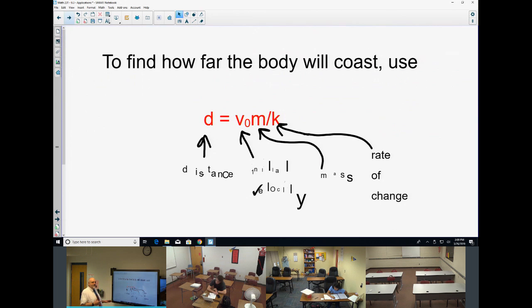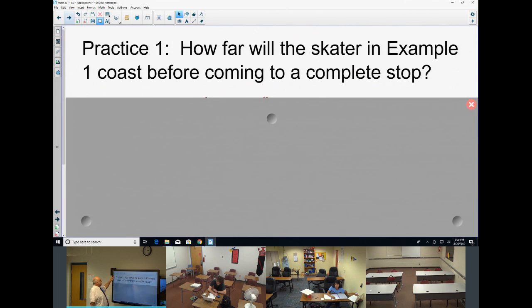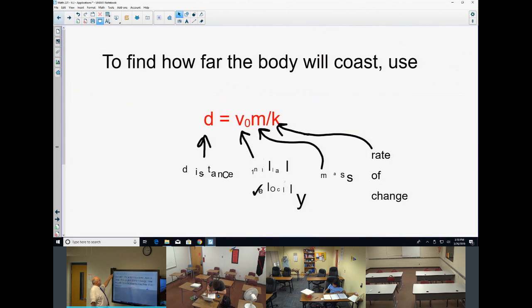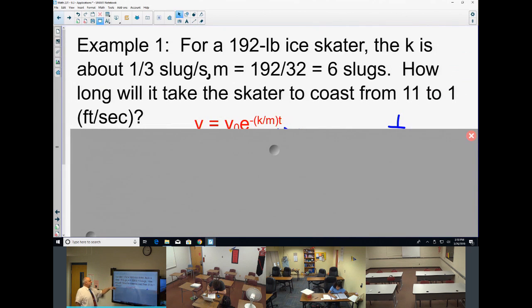Okay, so you got that written down? Now it says, how far will the skater in example 1 coast before coming to a complete stop? Here's the information back in example 1. So now you're going to try to find d.